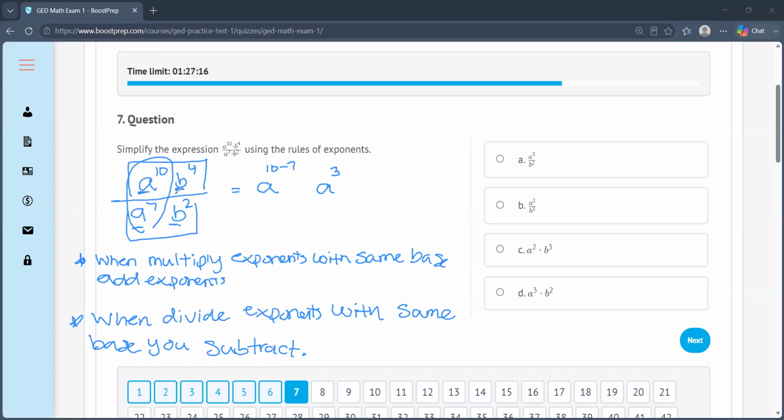Now do the same thing with the B's. What is B4 divided by B2? You are dividing, so you're subtracting. So what is 4 minus 2? 2. And that is your final answer. So it's A cubed B squared, and that is letter D.